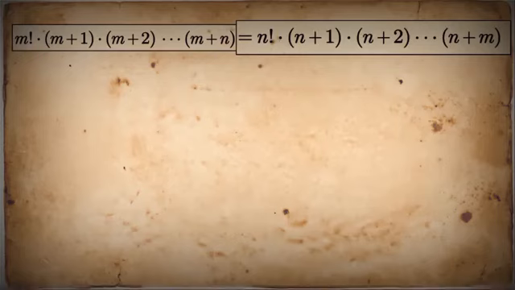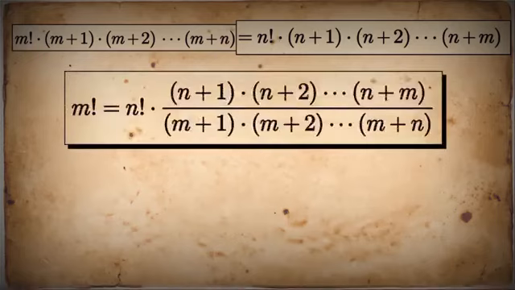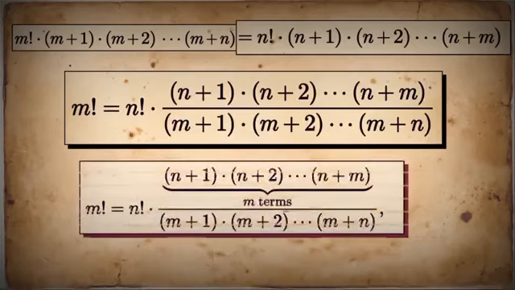Solving for the factorial of m, it equals the factorial of n, multiplied by the ratio of two products. The numerator is the product from n plus 1 through n plus m, that is m terms. The denominator is the product from m plus 1 through m plus n, that is also n terms. This identity is exact and holds for any positive integers m and n, with n greater than m.